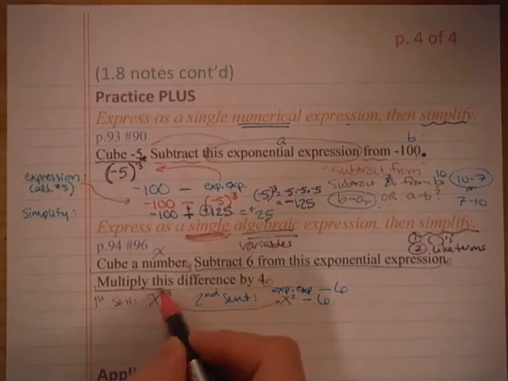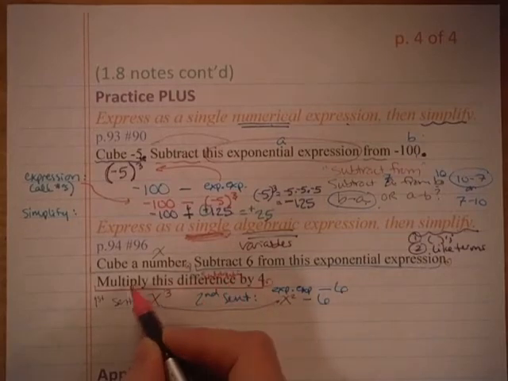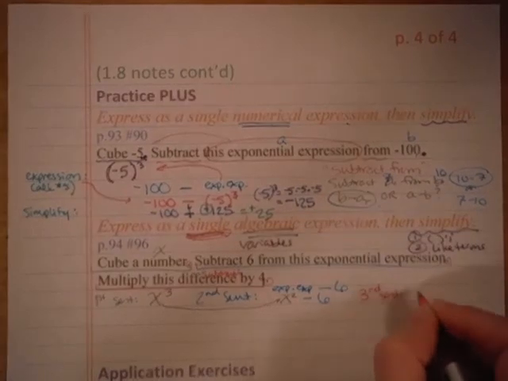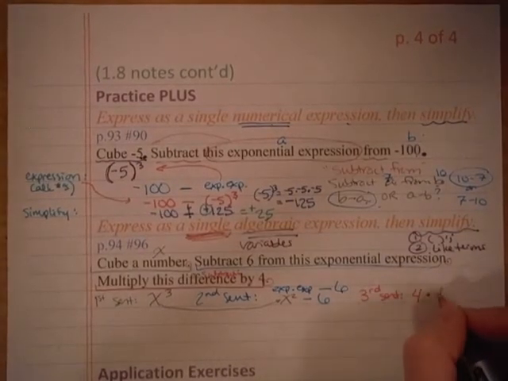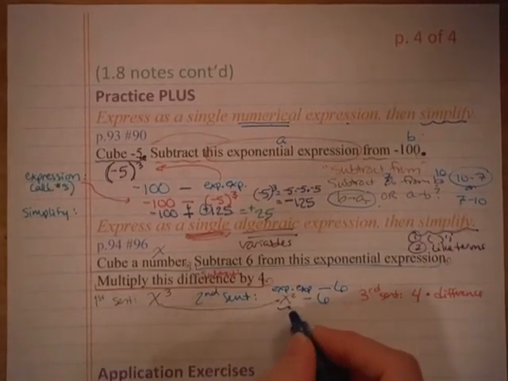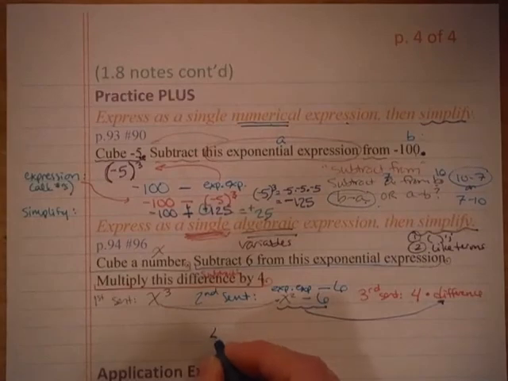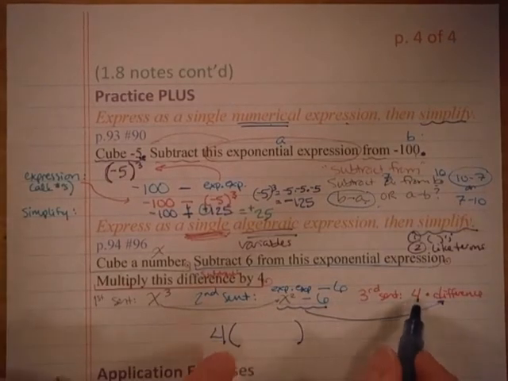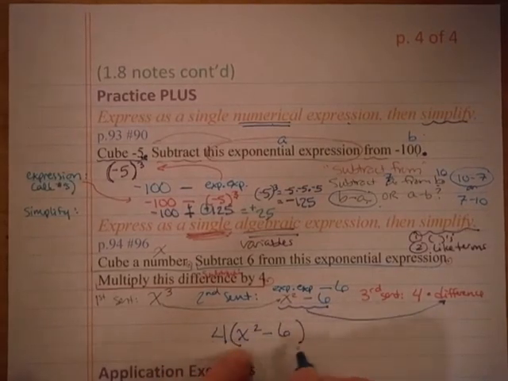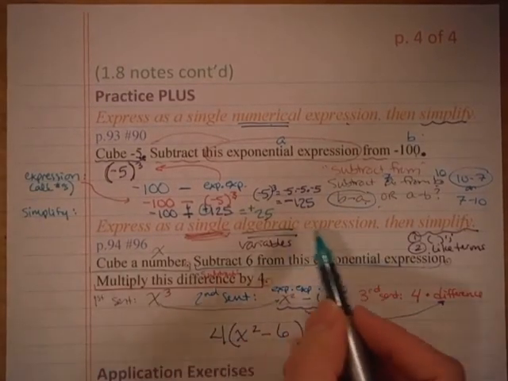Third sentence says multiply this difference by 4. Difference means subtraction. Okay, but we're multiplying it by 4. So my third sentence means I'm going to take 4 times the difference. And the difference is sitting right over here. This x cubed minus 6 is the difference. So it translates here to our final result is that 4 times. Notice to represent the times I put everything into those parentheses so that it's truly 4 times that entire difference, that entire subtraction.